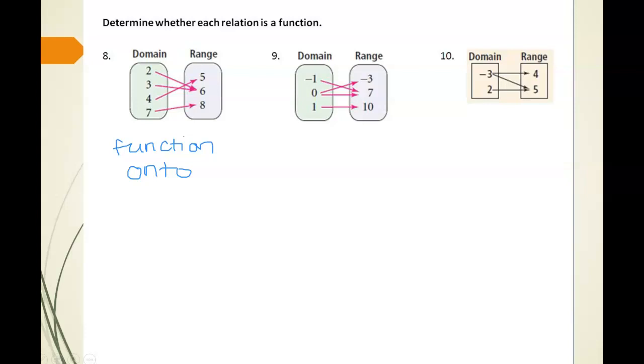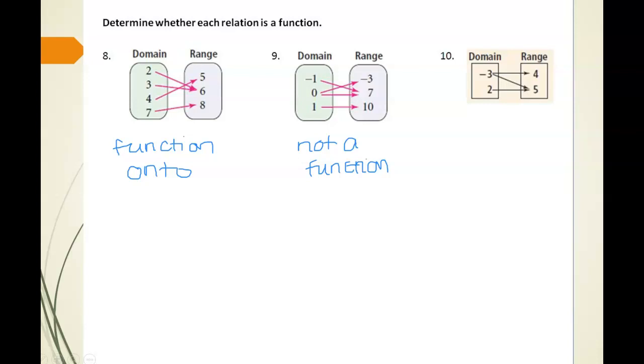Number 9, 0 maps to 3 and to 7. Therefore, this is not a function because for every x, there is not a single y. X equals 0 goes to 2 values, therefore not a function.